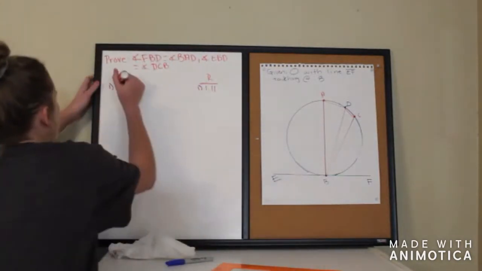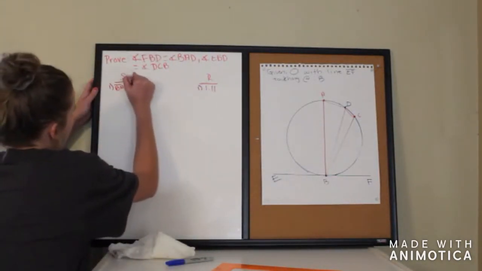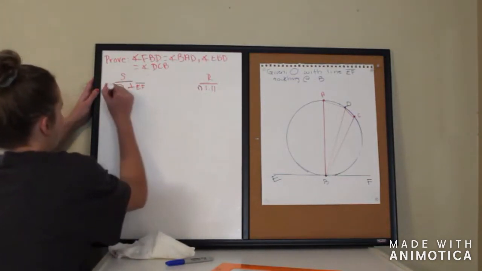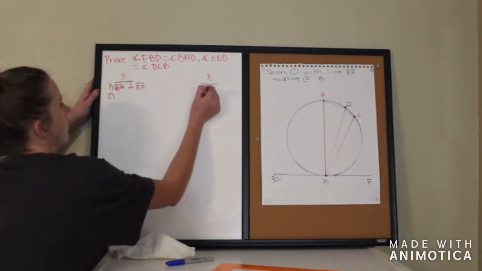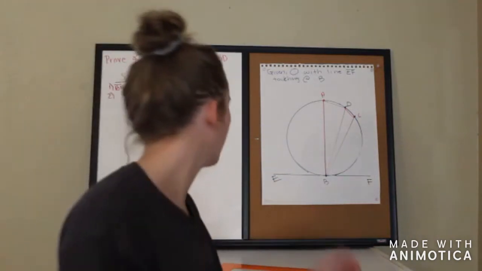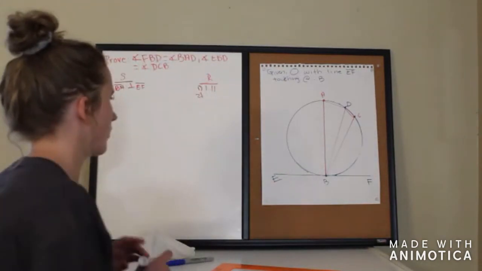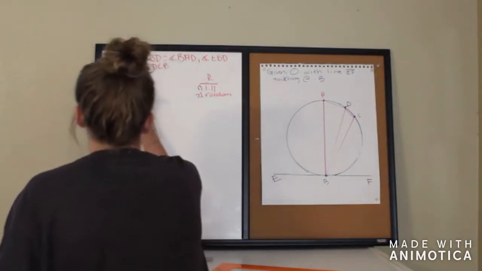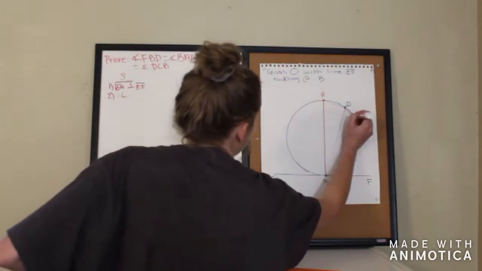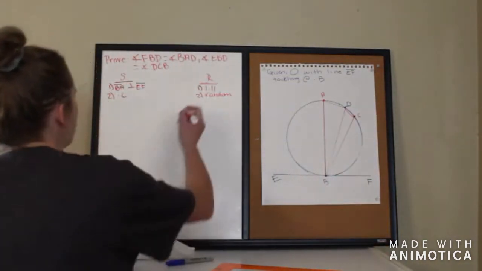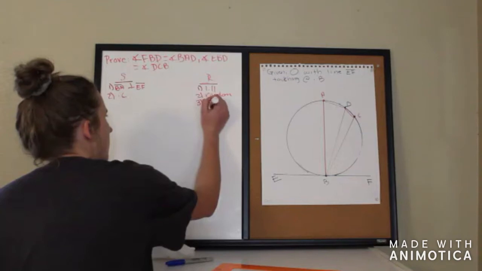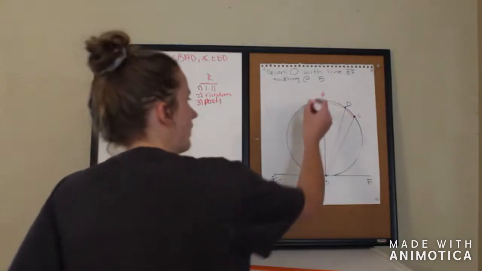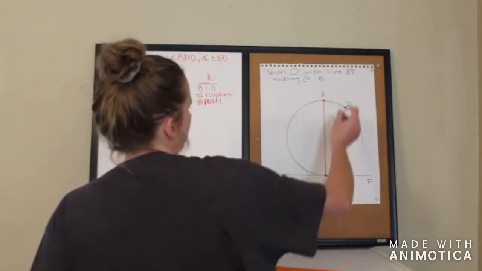After we've done that, we have BA is perpendicular to line EF. Now that we have that, we are going to create a random point called point C, right here. After that, we're going to use Postulate 1 to connect all the lines. So we connect this line, this line, this line, and that line.